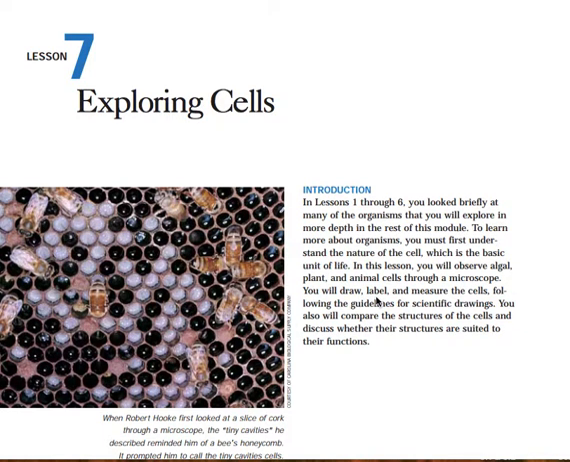You will draw, label, and measure the cells, following the guidelines for scientific drawings. You also will compare the structures of the cells and discuss whether their structures are suited to their functions.